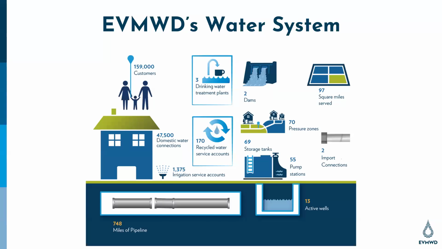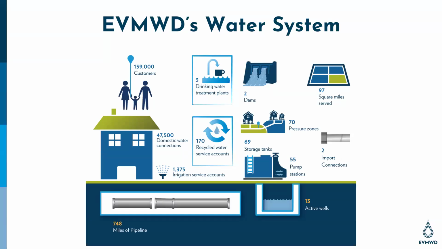Some of the EVMWD water system highlights: we have about 160,000 customers now. We have 3 drinking water treatment plants, 2 dams, as I mentioned. Our service area covers about 97 square miles. We have 70 pressure zones, and that's really the driving force behind being able to do these DMAs the way our system is laid out. I'll show that later in another slide. We have 69 potable storage tanks and 55 pump stations, which goes hand in hand with those 70 pressure zones. It allows us to do these DMAs.